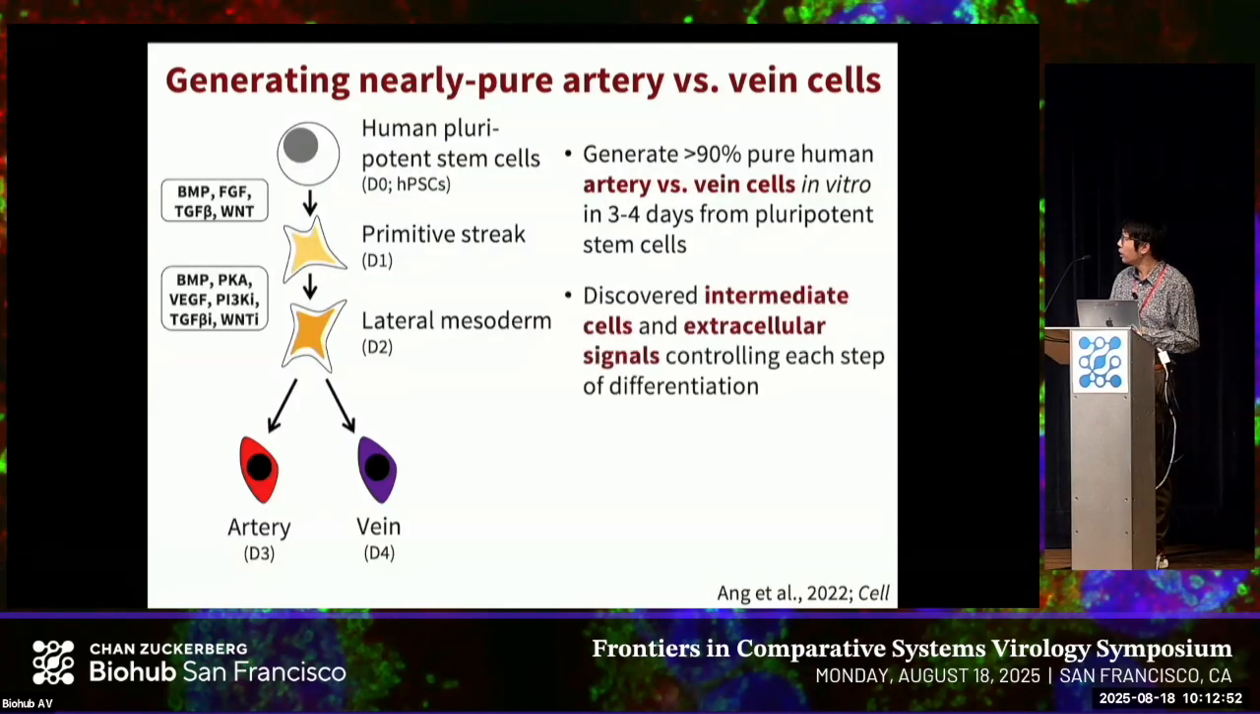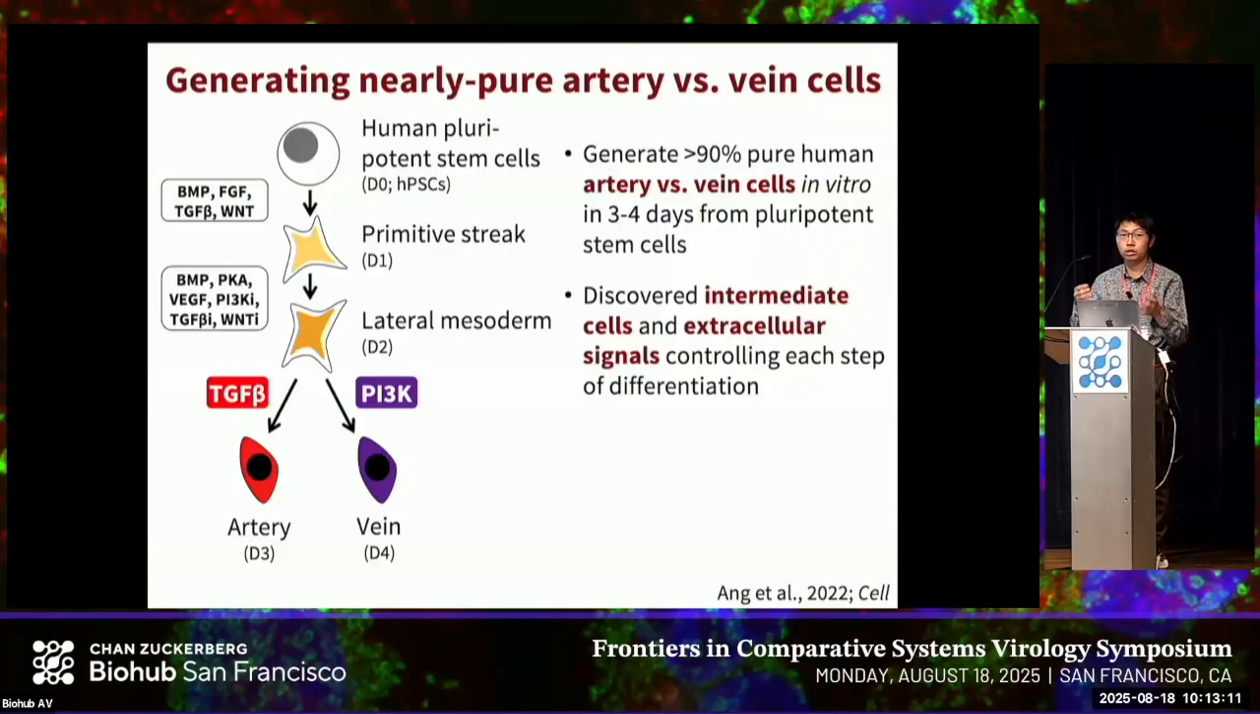And the way we did this is that we discovered at each step of differentiation what are the combinations and timings of developmental signals that we need to turn on and off at each stage. So for instance, one of our discoveries was that TGF-beta in red induced arteries, and another signal, PI3K in purple, induced veins.